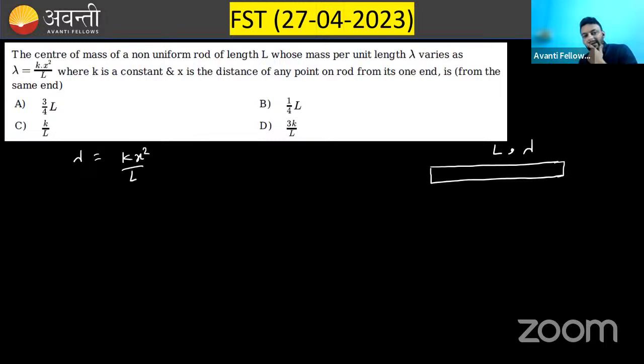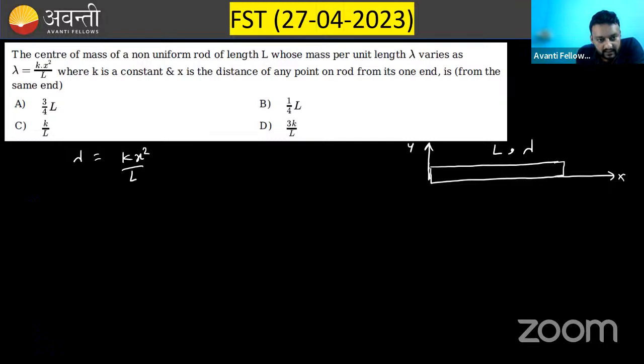What does it mean by variable or non-uniform rod? That means if this is our origin, this is our x-axis, this is our y-axis, let's suppose. If you move towards the positive x-axis, its mass is increasing, because you can say that lambda is directly proportional to x square. That means it's becoming heavier, heavier, heavier. Clear? It's becoming heavier if you move towards positive x-axis. It is given. Now we need to calculate its center of mass.